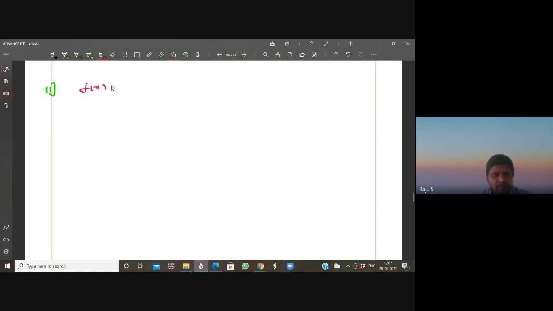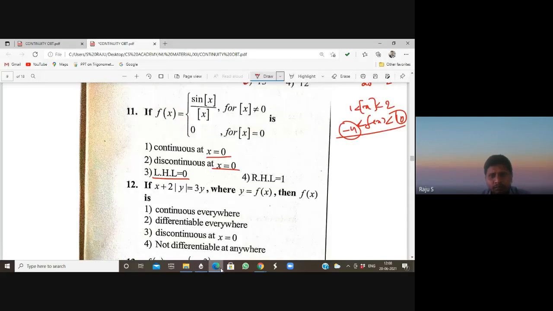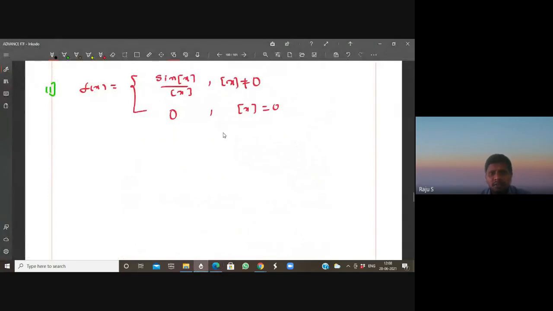The function value is sine of greatest integer of x by greatest integer of x, for x not equal to 0, and something else at 0. Actually, student, when you substitute 0 here, sine 0 by 0 is undefined. Sine 0 is 0, and 0 by 0 is undefined, so clearly they given the value at this point.